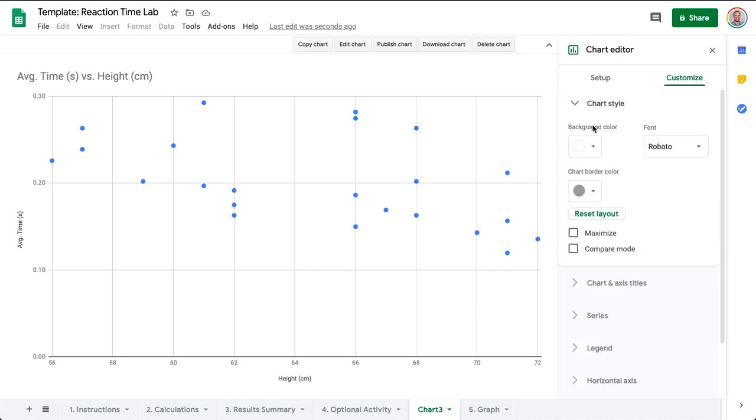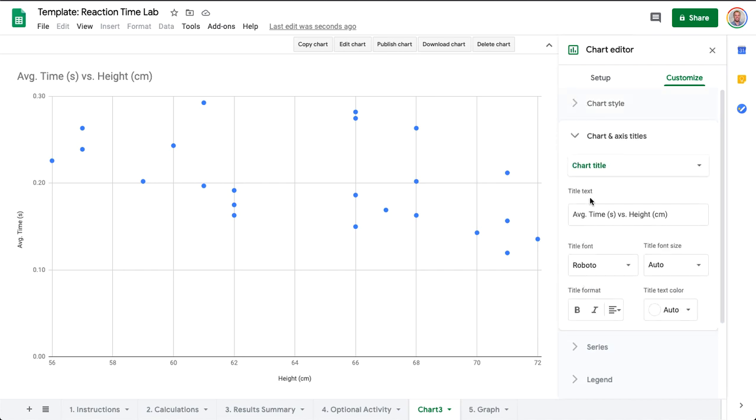You can change the chart style. You can change the titles of the axis. So for example, maybe I want this to be called ReactionTimeLab. And you'll see it updates there. You can also do this for your horizontal and vertical axes, but those look pretty good for now.